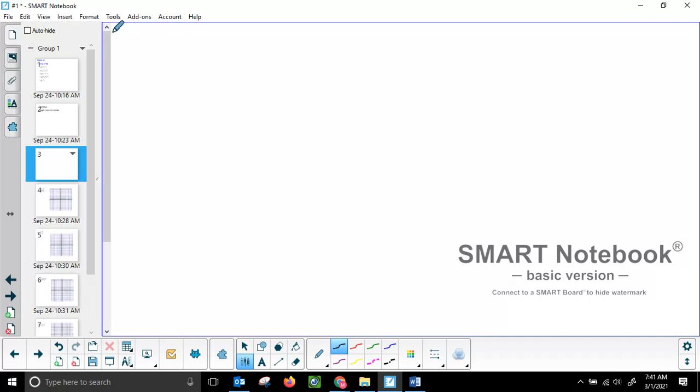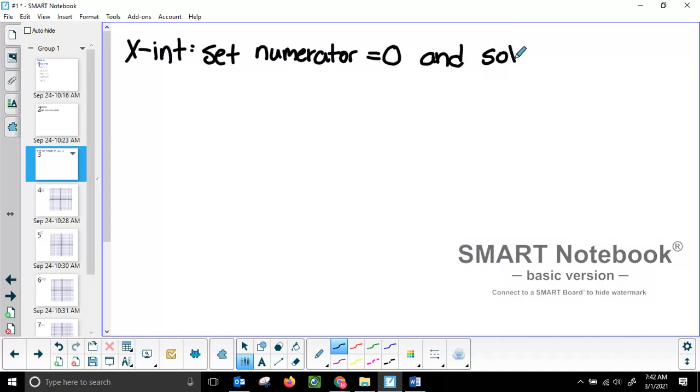All right, so first we're going to want to find our x-intercepts. And to find your x-intercept, all you do is set the numerator equal to 0 and solve. Right, next we will want to find our y-intercept. Right, in order to find your y-intercept, you simply plug 0 in for x.